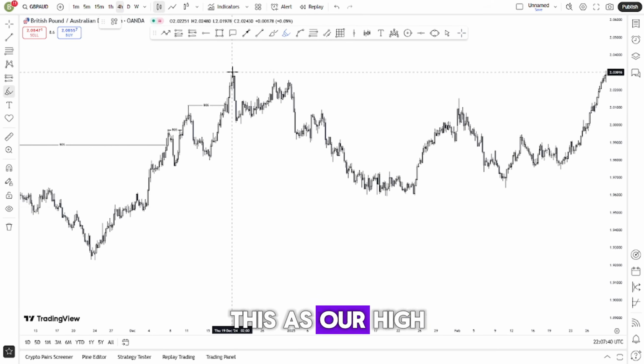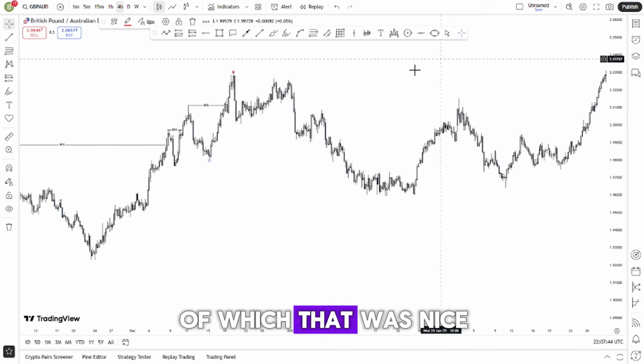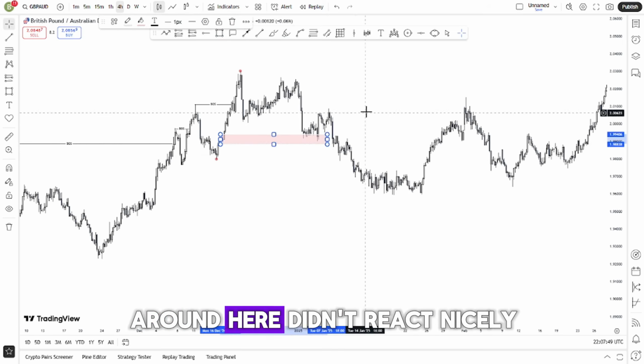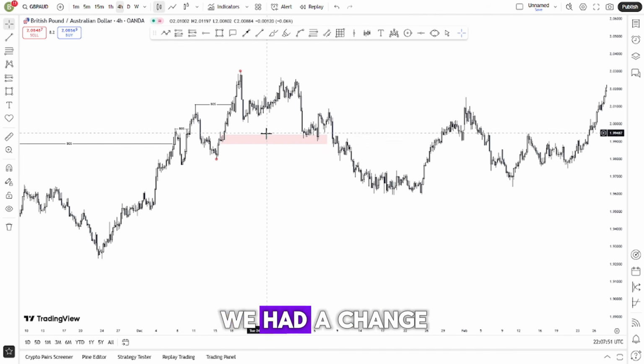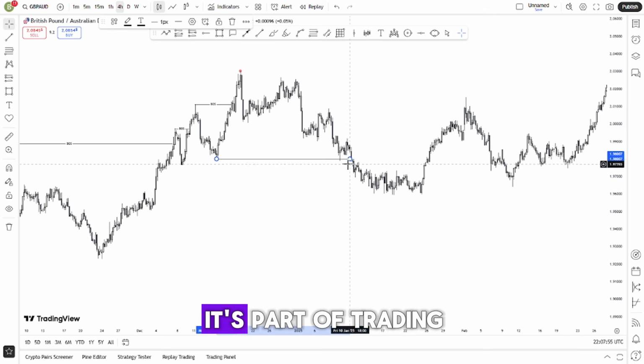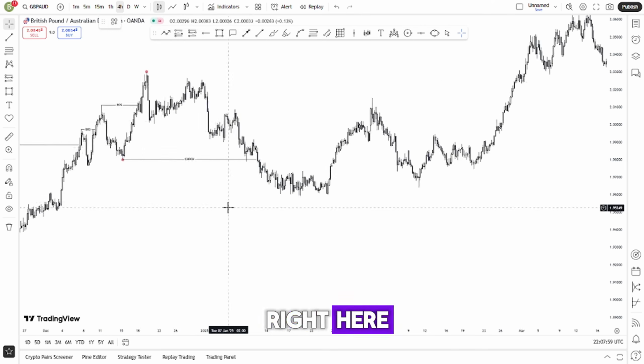Then we had this as our high, then we had this as our protected low, of which that was nice up until the market tapped into an area of interest around here. Didn't react nicely, we had a change of character, of which that may happen whenever you're trading. It's part of trading, guys. So change of character right here.